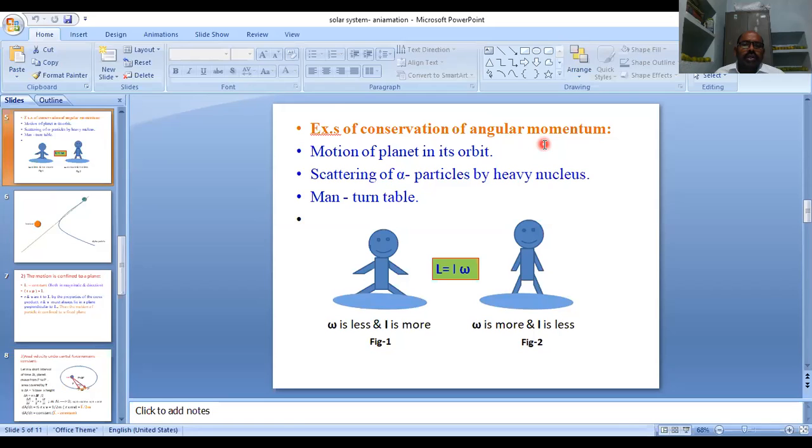In the case of conservation of angular momentum, the motion of the planets is an example for conservation of angular momentum, and the scattering of alpha particles by a heavy nucleus is also an example for conservation of angular momentum, and the man on a turntable.